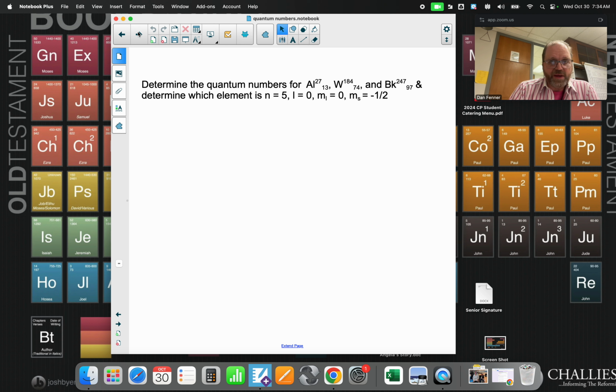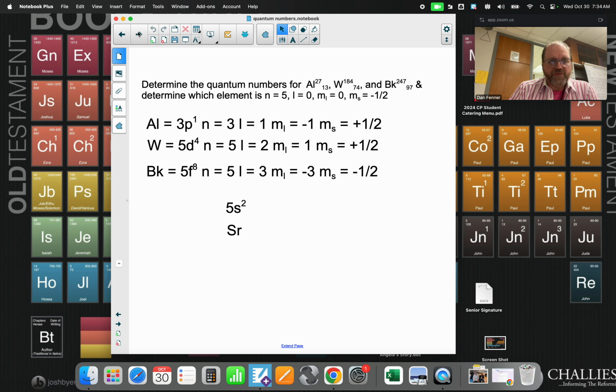Okay, here we go. So aluminum is 3p1, so it's going to be 3, 1, -1, +1/2. Tungsten is 5p4, so it's 5, 2, 1, +1/2. And then berkelium is 5f8, so it's going to be 5, 3, -3, -1/2. For 5, 0, 0, -1/2, that's 5s2, which is strontium. Hopefully that wasn't too bad.